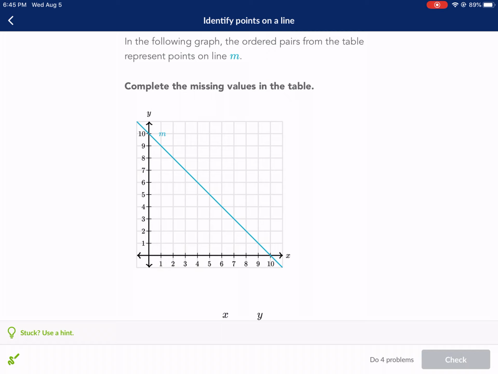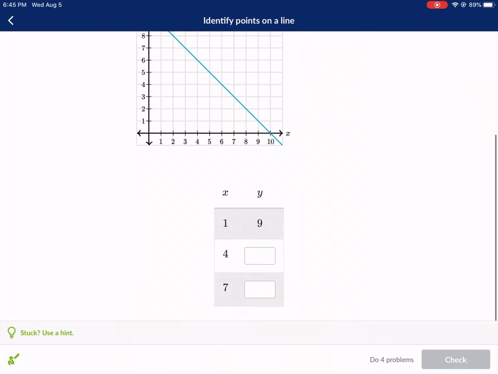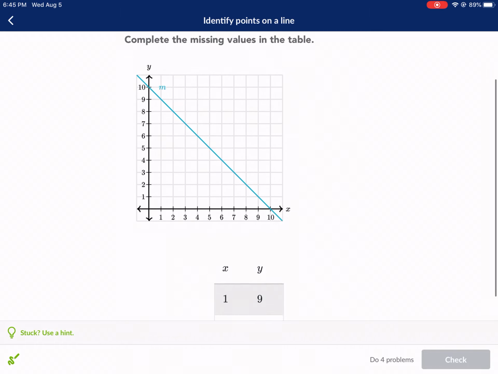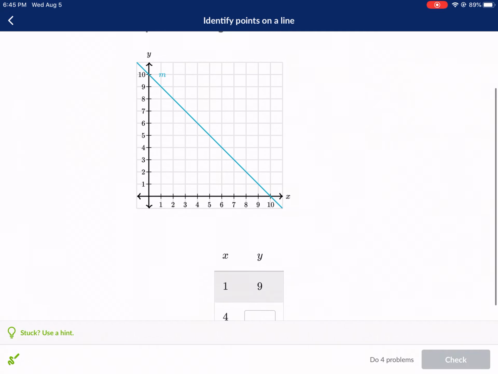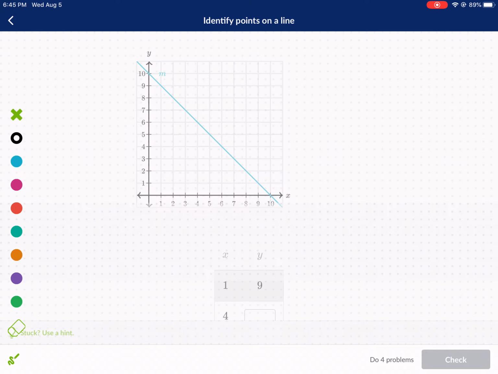So in the following graph, the ordered pairs from the table represent points on line M. Complete the missing values in the table. So we have a line here, line M, it's in blue, and then we have a table. Now, you can represent data in multiple ways. One way is a graph, one way is a table. You can also represent it with the equation, but we're not talking about that here. So let's go ahead and get started in understanding our graph.